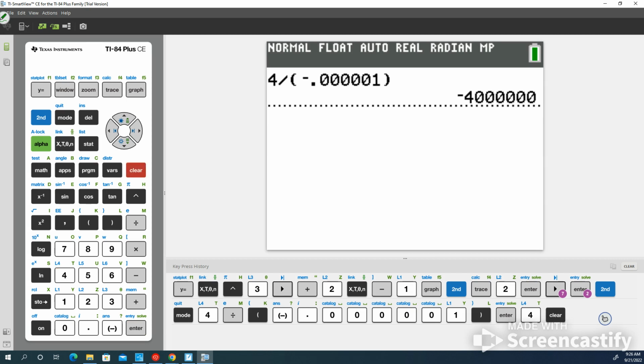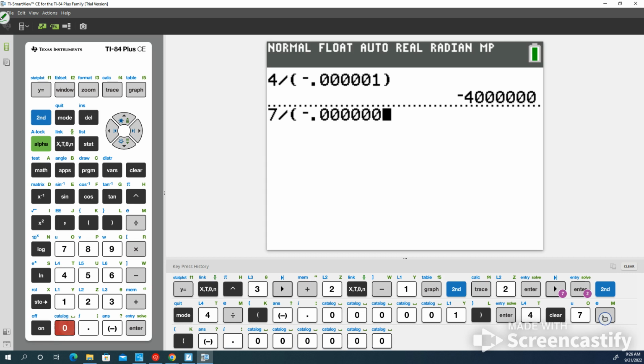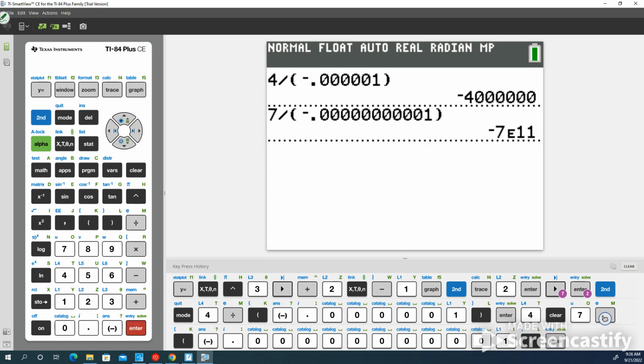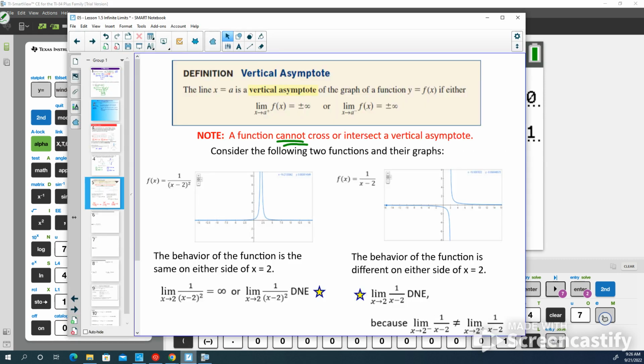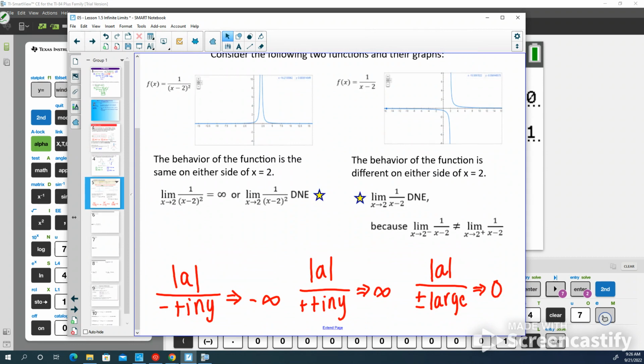Let's say I have 7 divided by a very negative tiny number. Again, very big. Scientific notation so big. Very big in the negative direction. That's what this is saying. Because you're going to do these algebraically in a second here. So if you have a number divided by a negative tiny number, it's going to go off towards negative infinity.